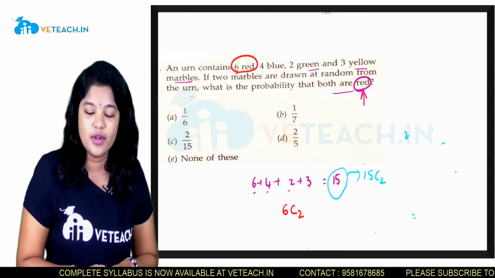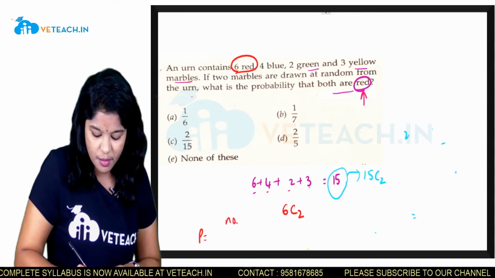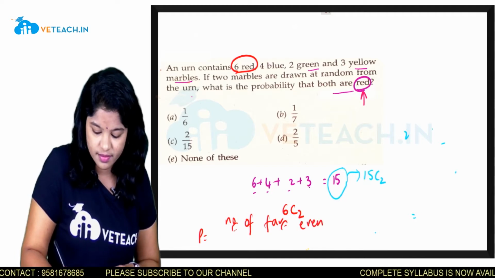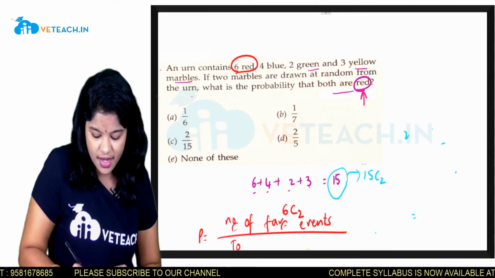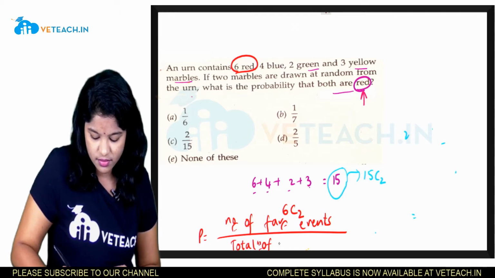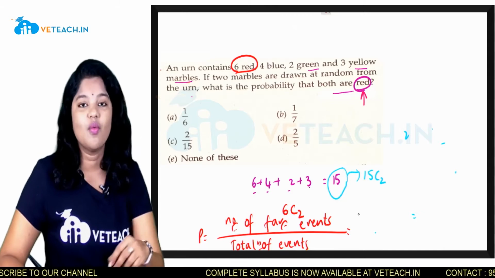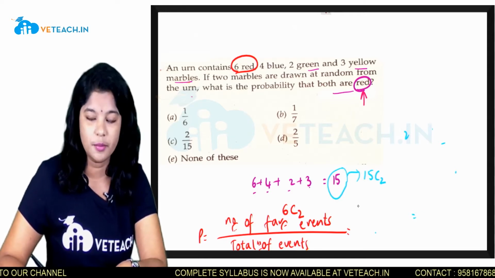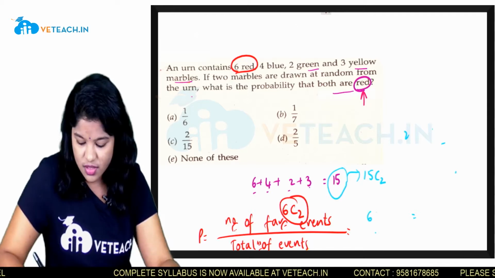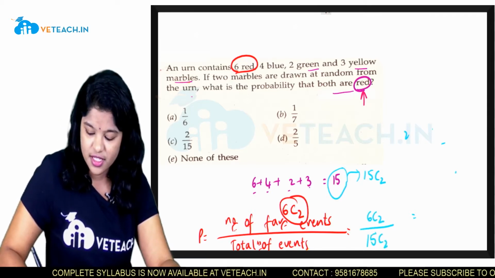Now the formula of probability is equal to number of favorable events by total number of events. So what is our favorable event? Picking up 2 red balls, that is 6C2. So 6C2 divided by the total number of events, that is 15C2.